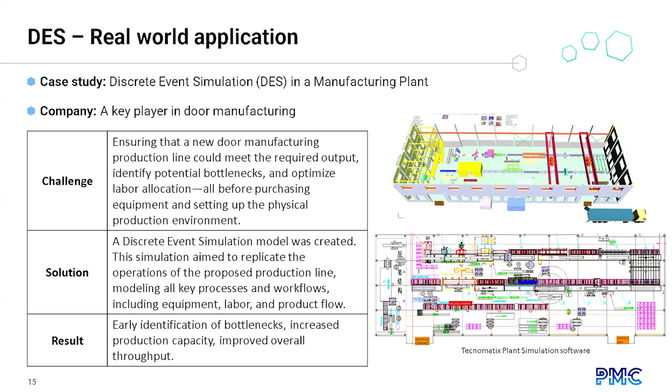As a result, this simulation allows us to identify some bottlenecks. We also propose some improvements that could be made in the process. We check the ideal number of operators to run the system and also increase the production capacity. For this particular simulation, we used Plant Simulation software from the Siemens Technomatix platform.